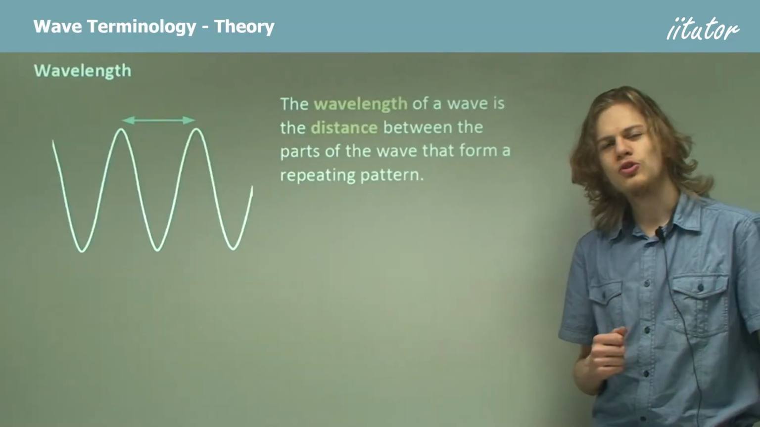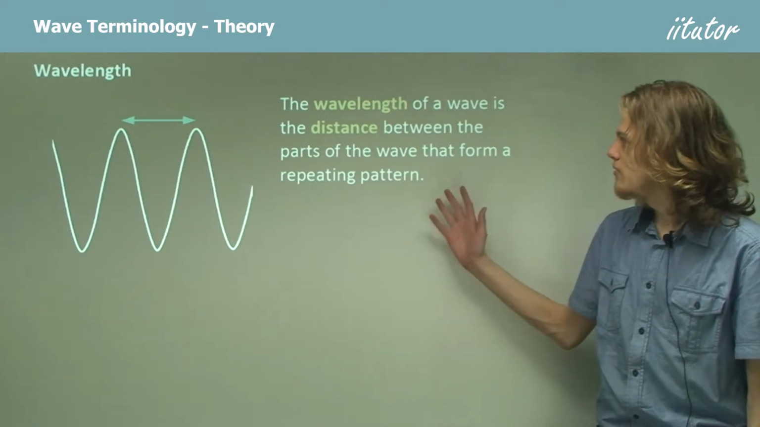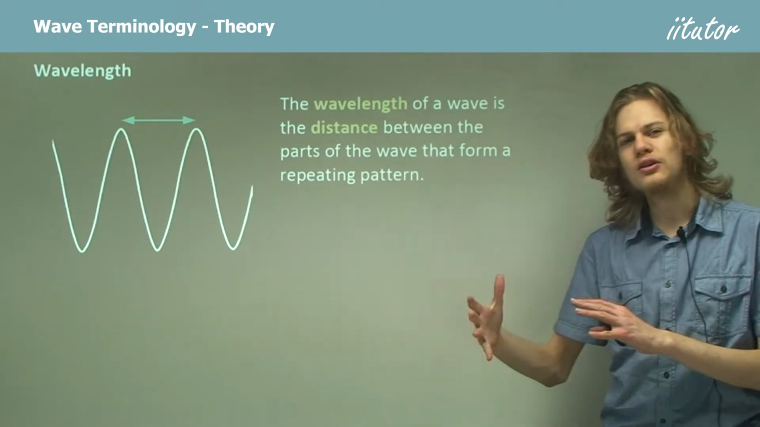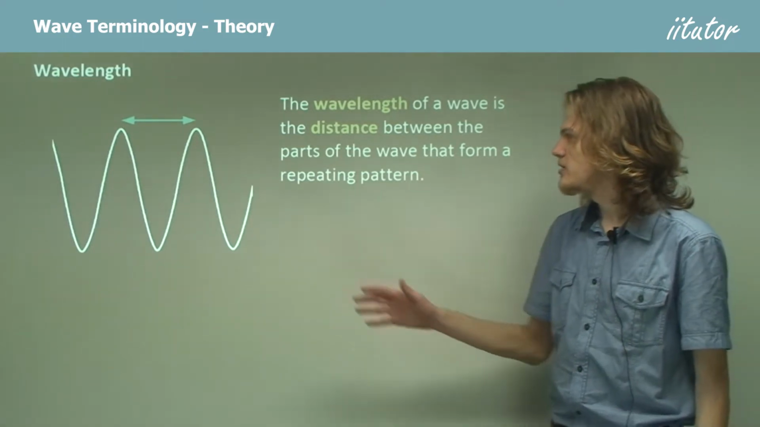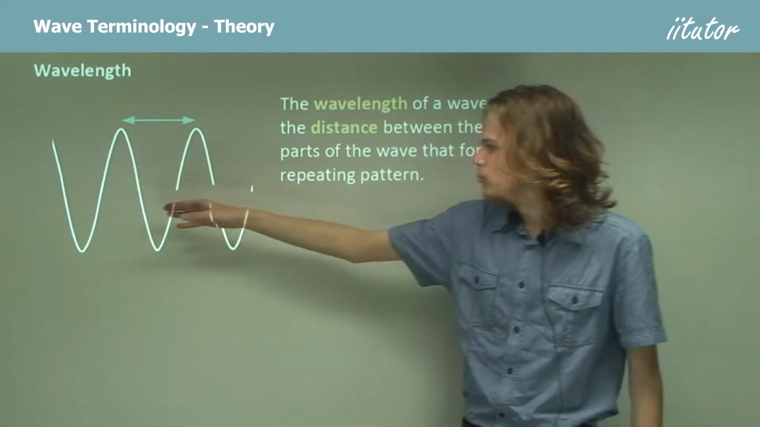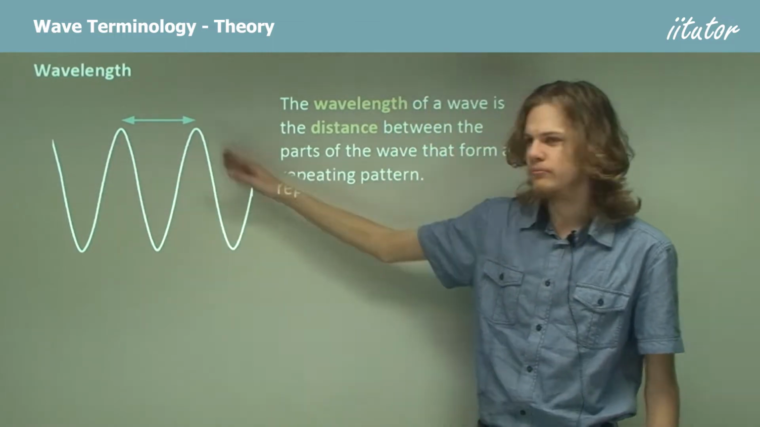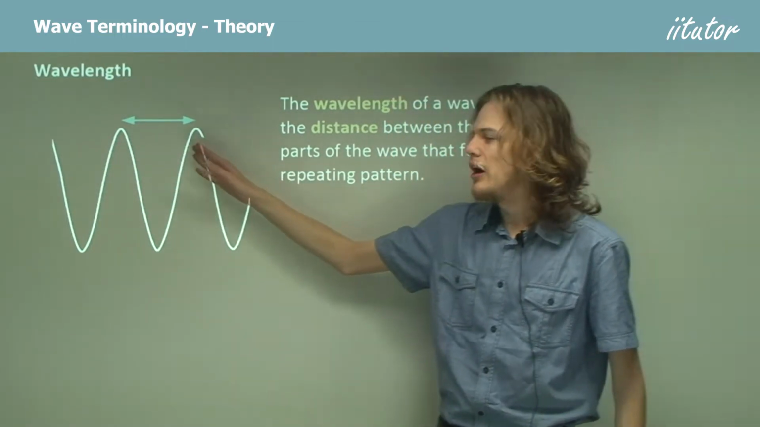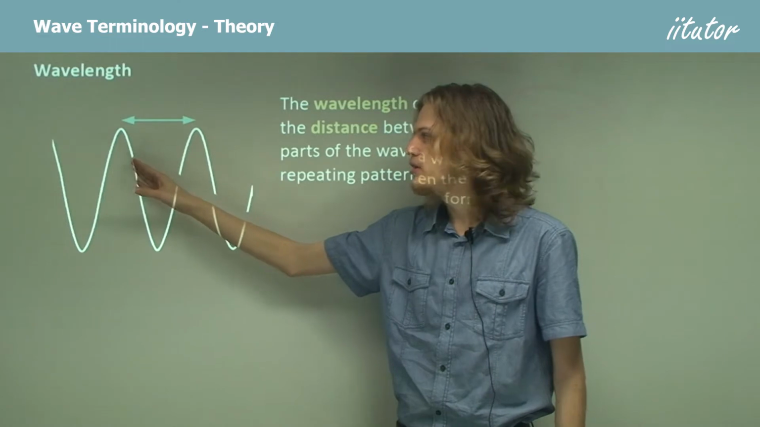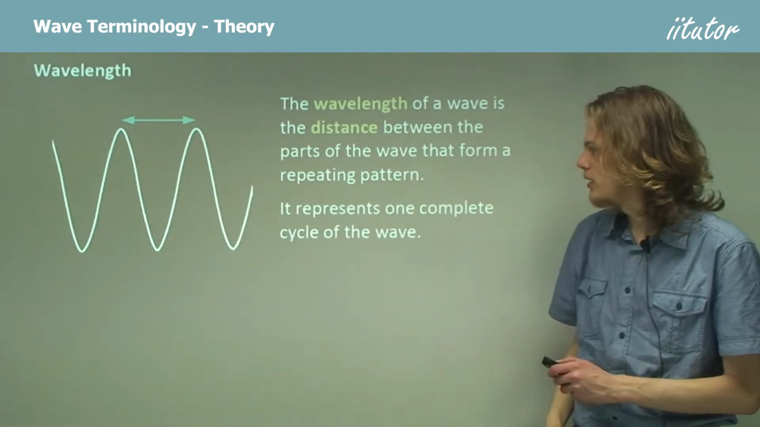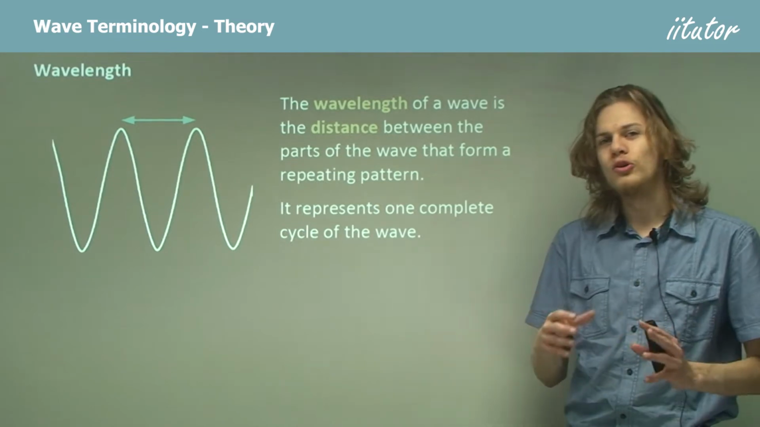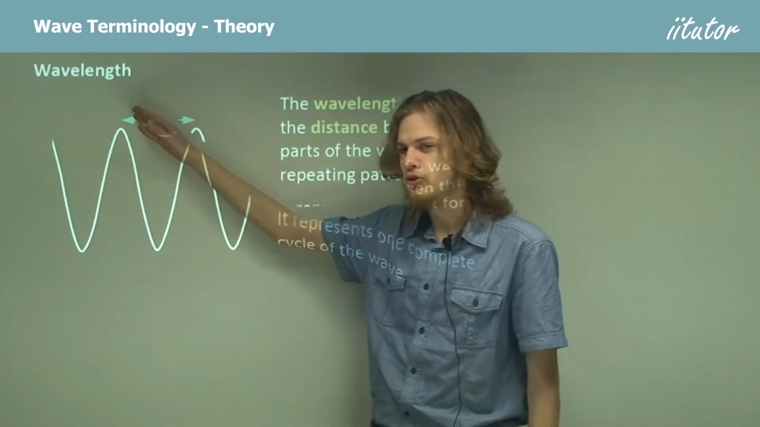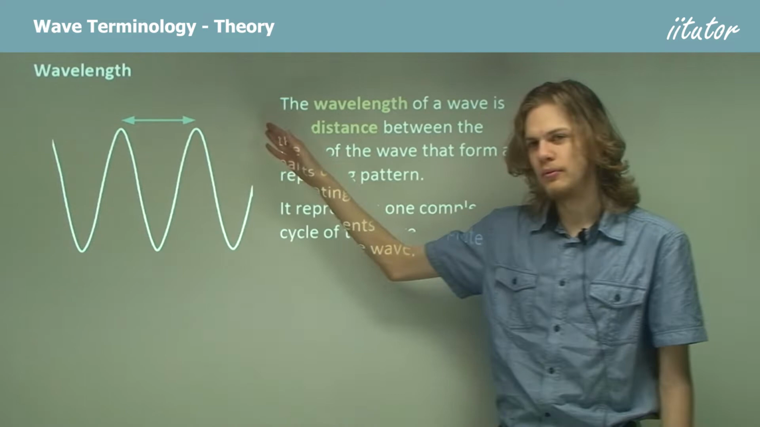To start with, let's talk about the wavelength. Now the wavelength of a wave is the distance between two repeating parts of the wave. So we can see in this diagram over here that we have two repeating parts of the wave going up and then down, and the wavelength is the distance between these two top bits. So this represents one complete cycle of the wave. Over one wavelength, this part of the wave goes all the way down and then all the way back up.